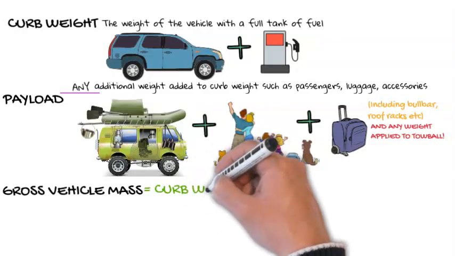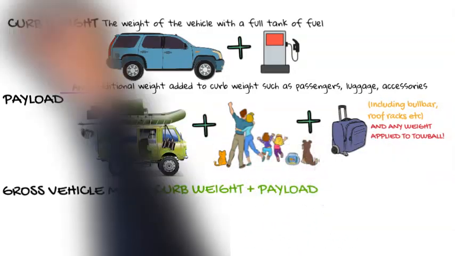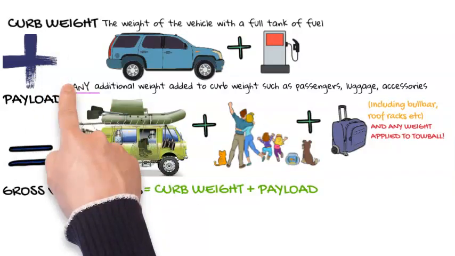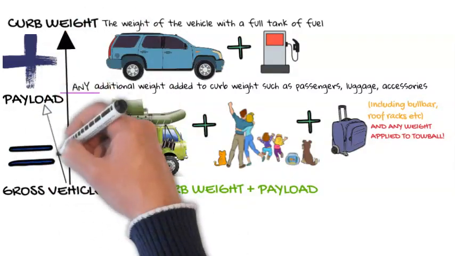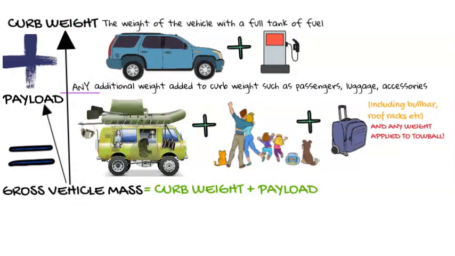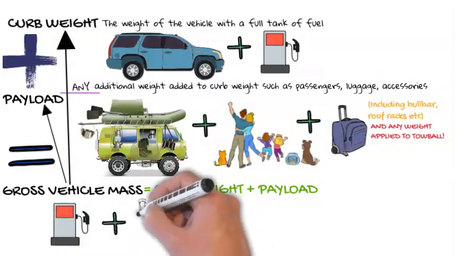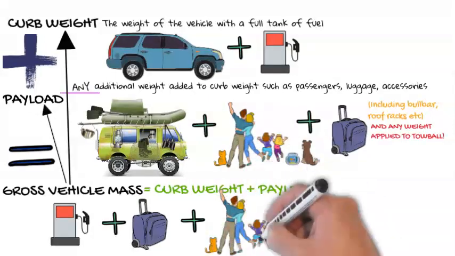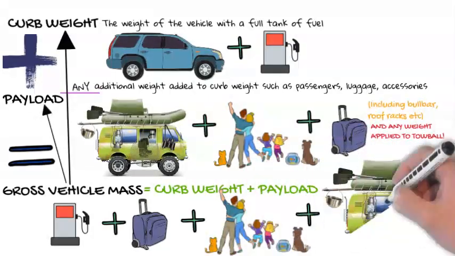Gross vehicle mass or GVM. This is the curb weight plus the payload added together. Vehicle manufacturers set a maximum GVM weight limit for each vehicle, so it's important to check that the payload added to the vehicle does not exceed this limit.